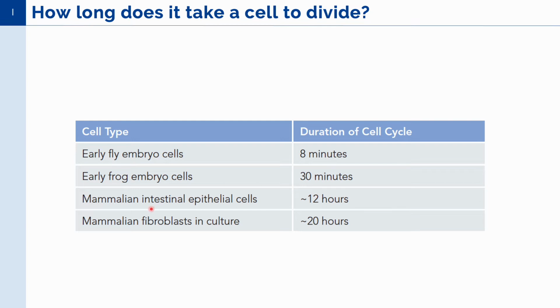In this example, we can see that intestinal epithelial cells can take as much as 12 hours, and for fibroblasts, they can take approximately 20 hours to divide. Meanwhile, for some terminally differentiated cells like neurons and muscles, those types of cells no longer divide.